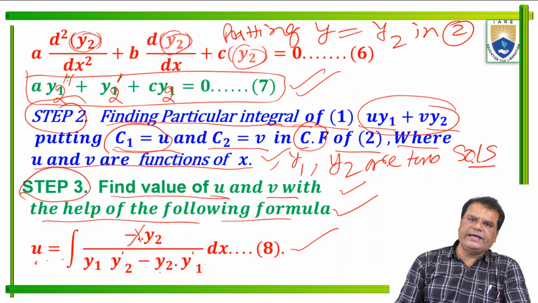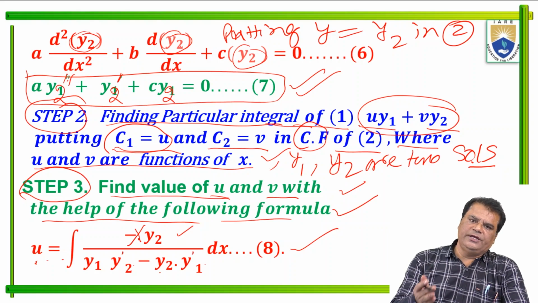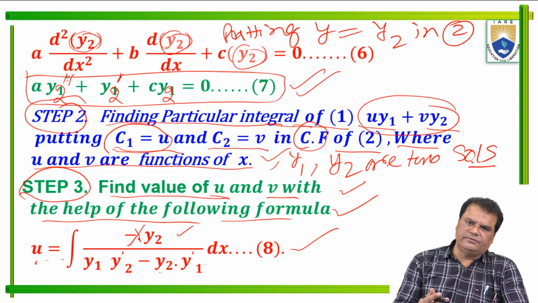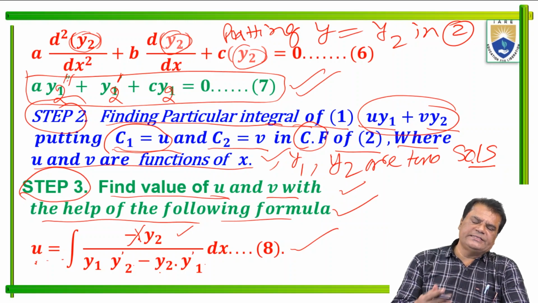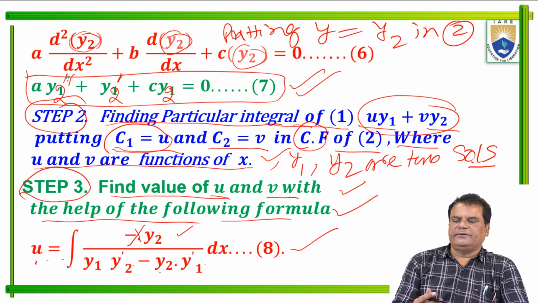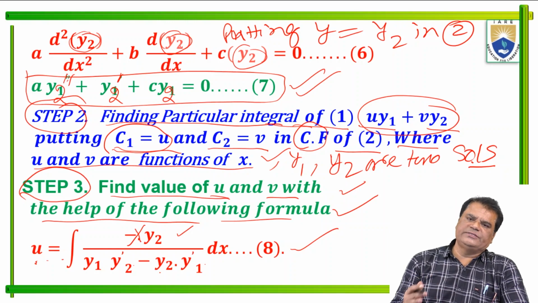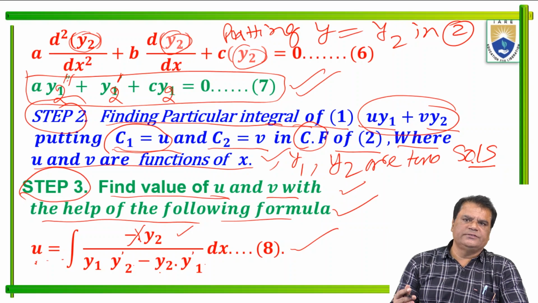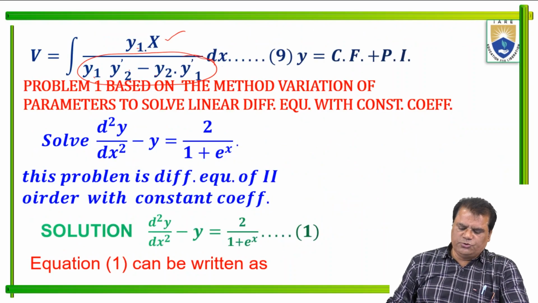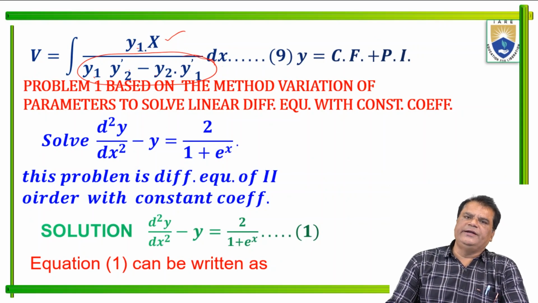What is the change in numerator? In u it is minus x y2. In u we are taking the second solution. In v we are taking the first solution. In u taking minus sign and in v taking plus sign. Okay? And the denominator is same: y1 y2 dash minus y2 y1 dash. This is in the denominator. So these two formulas we are applying for finding u and v.